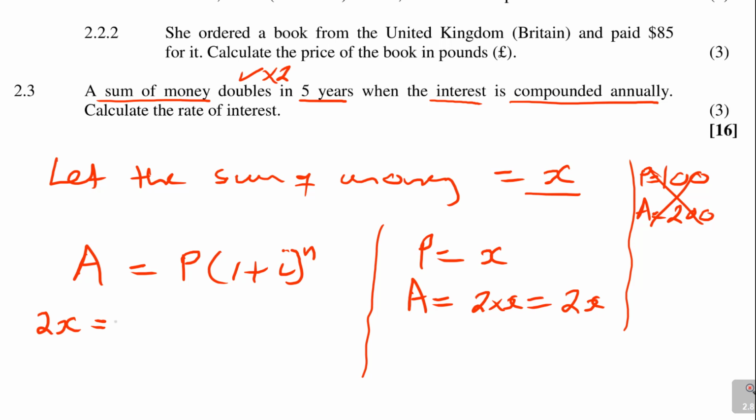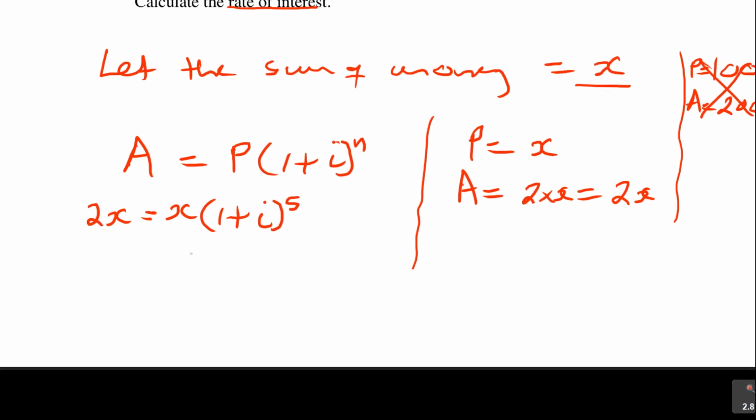2X is equal to P, which is X, times (1 + i). Get this, they want to calculate the interest rate, you see, that's what they want. So 1 plus i, and then we know the years, it's 5, and it's already converted. So from here, what do you do? You simplify. It's algebra now.